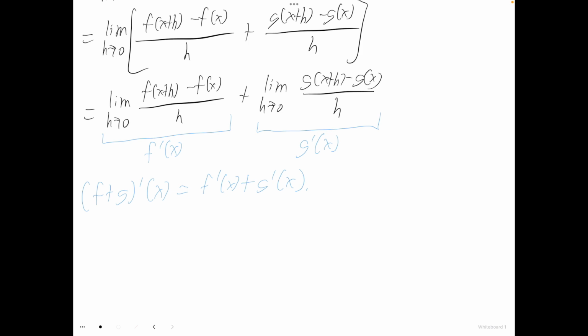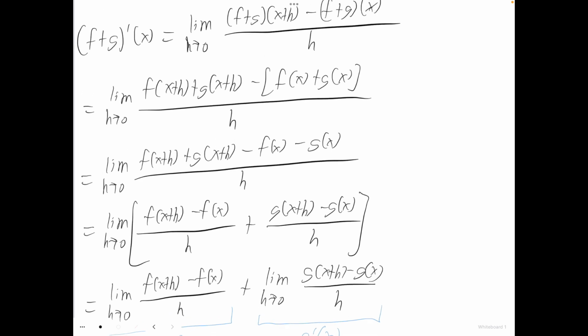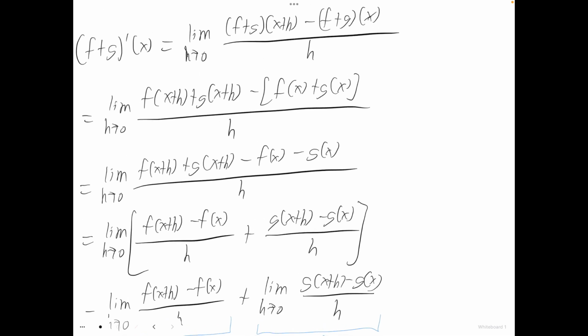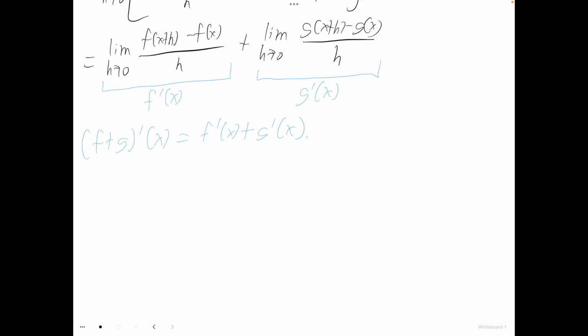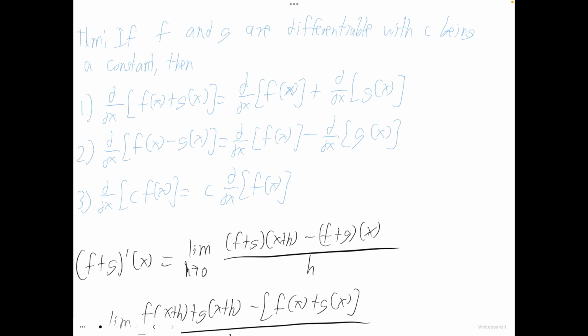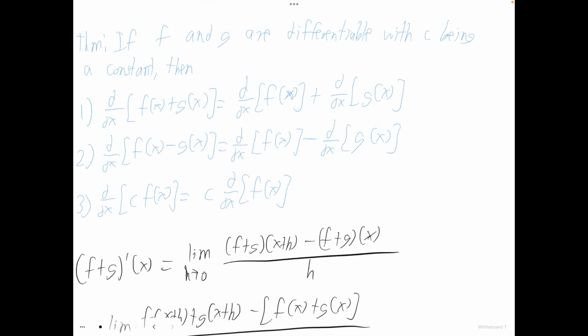The argument for subtraction is almost identical to this. The only difference is that we just have a subtraction instead of f plus g, we have f minus g. So you have to be a little careful with your negative signs, but the same argument works. And for a constant, it's even easier as you literally just factor the constant out of everything. And so we then have these three properties for derivatives. And using these properties, we'll be able to compute the derivative of any polynomial.